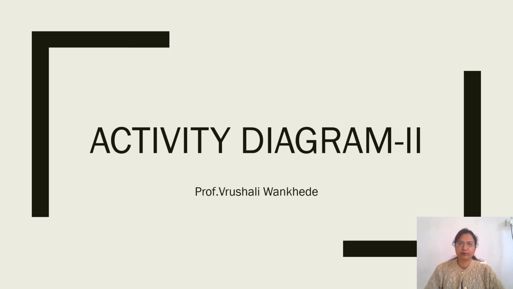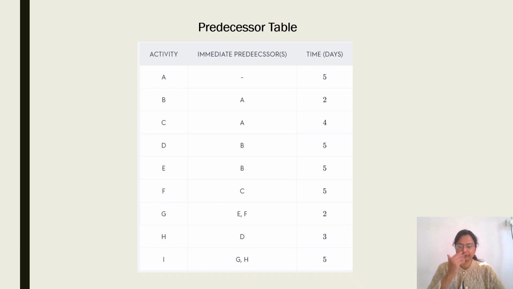So today I am going to show you how to draw the activity on arrow diagram based on the predecessor table. I already explained this in our last video: what is meant by activity, predecessor, and times. These are the different activities and tasks. The predecessors show the dependency, that is which activity depends on which task. Then comes the duration to complete that particular task.